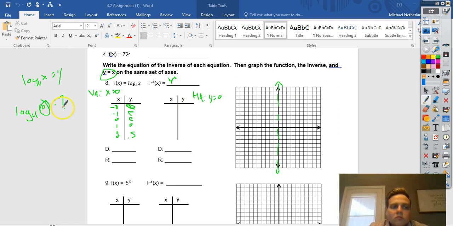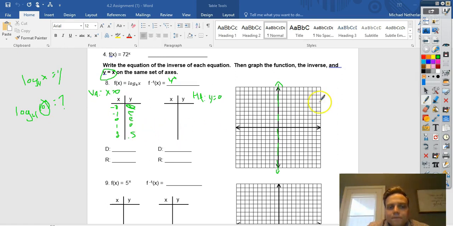There is no number that could raise a base to get 0. Okay? So that's why we have a vertical asymptote at x equals 0, because there is no way that I could raise a base to a number to get an input of 0. So I have a vertical asymptote at x equals 0.